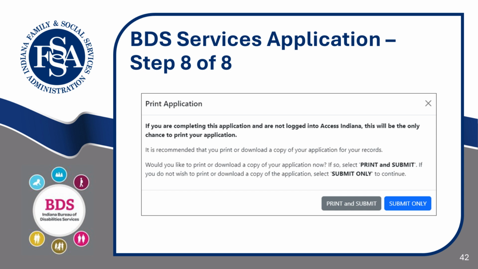Once the application has been signed and the Submit button has been clicked, you will be given an opportunity to print a PDF version of the application. As the message states, if you are completing this application and are not logged into Access Indiana, this will be the only chance to print your application. Click the Print and Submit button to print your application and submit it, or click the Submit Only button to submit the application without printing.